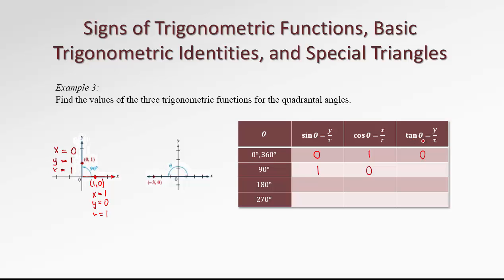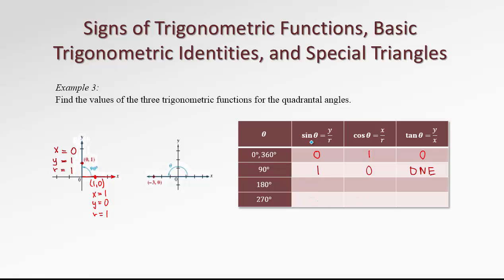And tangent of 90 degrees is y over x, which means 1 over 0. Oh, that can't be done. Therefore, tangent of 90 degrees doesn't exist. We write DNE, does not exist. Okay, so we already know how to do it. You may want to pause the video and try to finish the next two rows on your own.